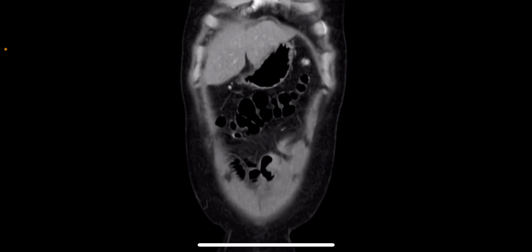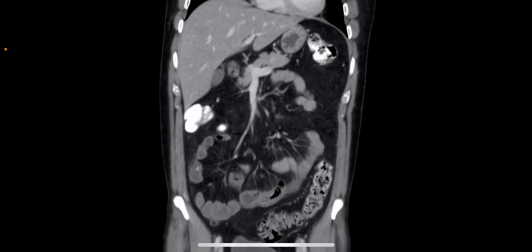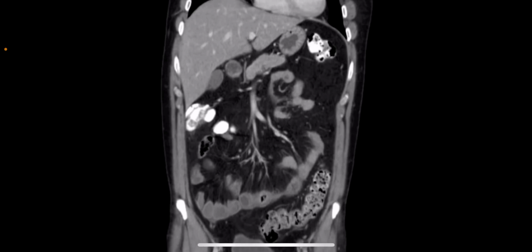Hi there, I'm Dr. Andrew Dixon from radiopaedia.org, and today we're going to take a look at the comb sign seen in active Crohn's disease. It can be seen on both CT and MRI, but today we're just going to look with CT.